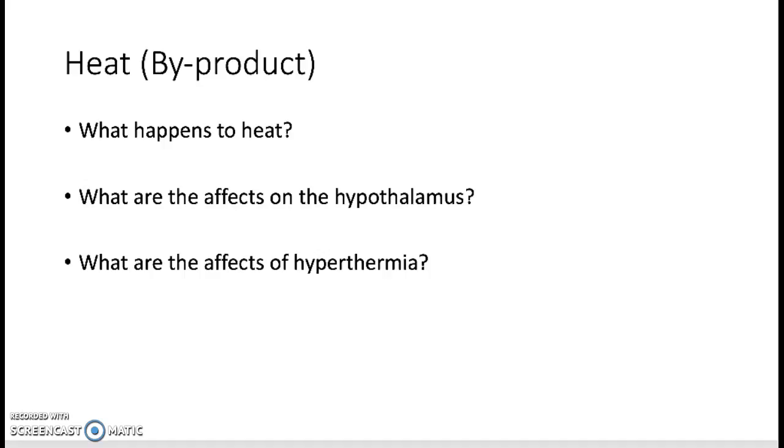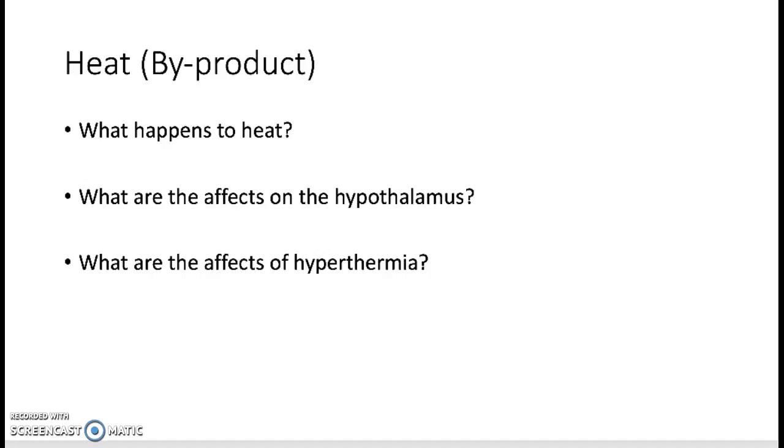vasodilation of surface capillaries, the shunt vessels constrict, you sweat, you decrease metabolic rate, and your hairs lie flat. If you're too cold, it affects the hypothalamus cold center, vasoconstriction of surface capillaries, shunt vessels dilate, decreased sweating, increased metabolic rate, hairs stand on end, and you shiver, resulting in your body heating up.